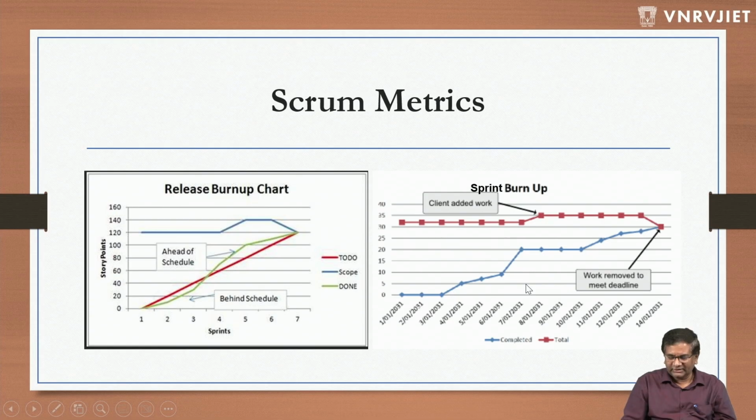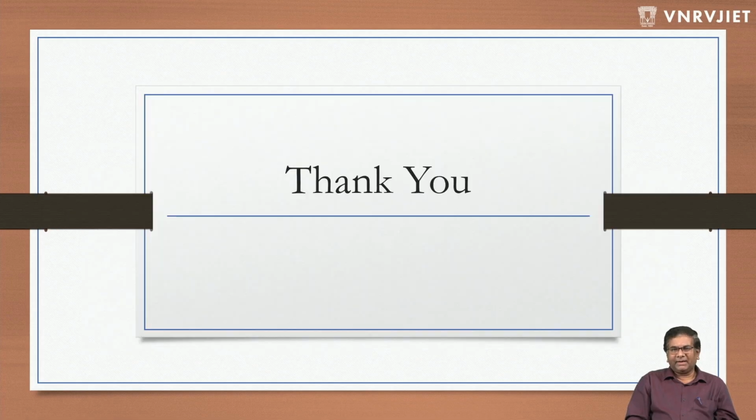So that's how you can see Scrum metrics. Basically we talked about three major metrics: sprint velocity or team velocity, burn down chart and burn up charts.